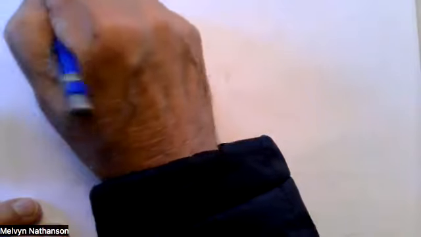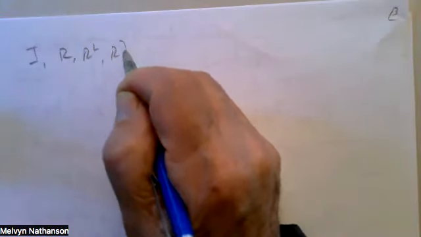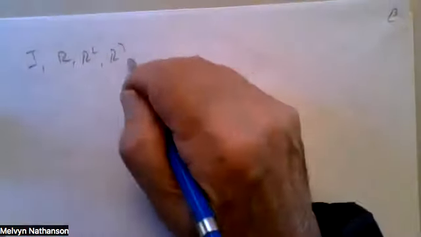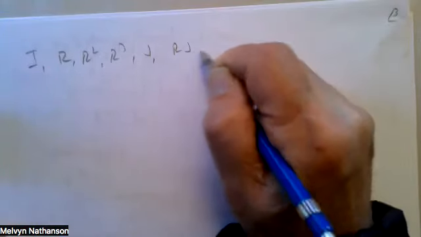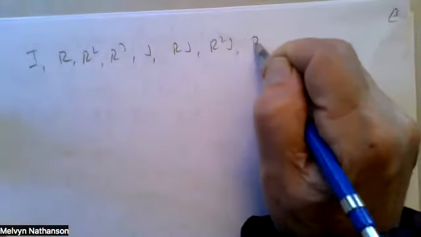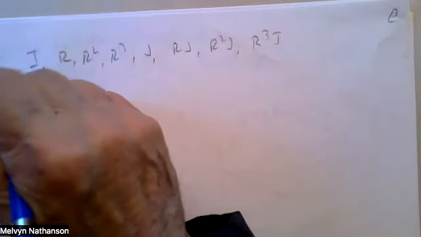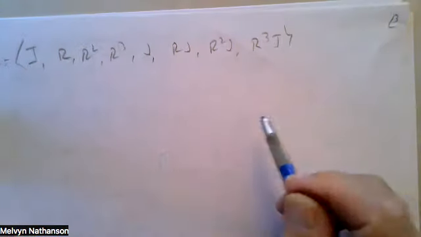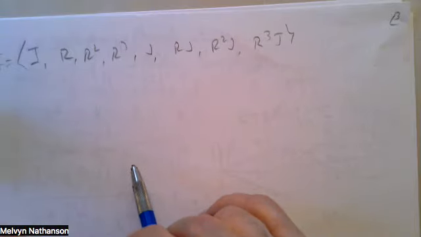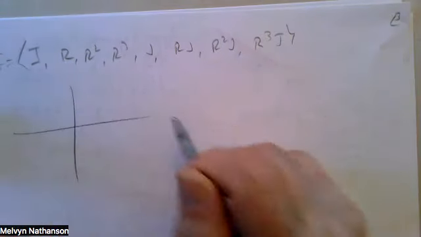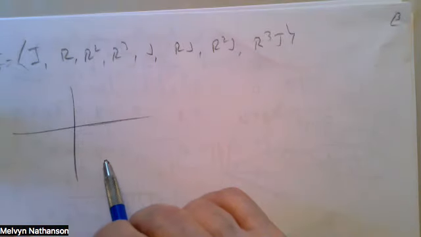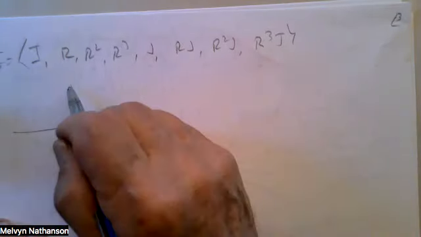We have the identity, r squared, r cubed, and then the matrices I just calculated, j, rj, r squared j, and r cubed j. So let's call this set of 8 matrices G. And I want to show that these are very explicitly the symmetries of a square.